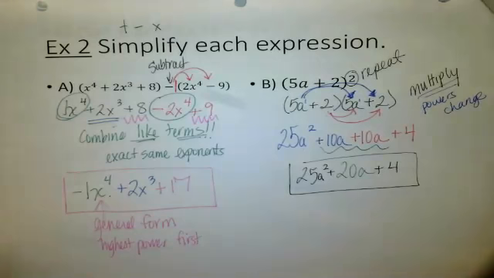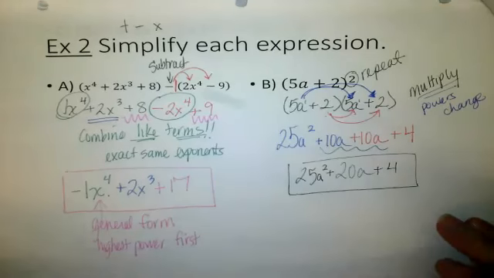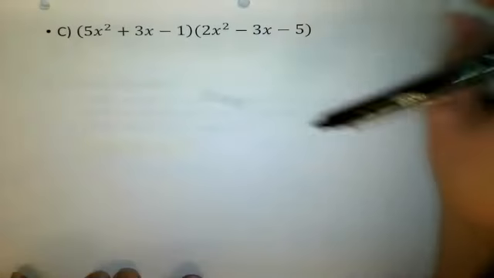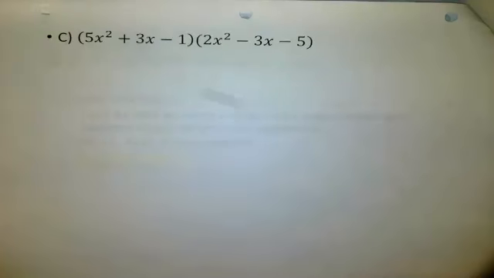Any questions on those 2? It's pretty easy, right? Very good, very good. And then one more. 5a squared plus x cubed. I'm sorry, plus 3x minus 1. I don't know what I was saying there.